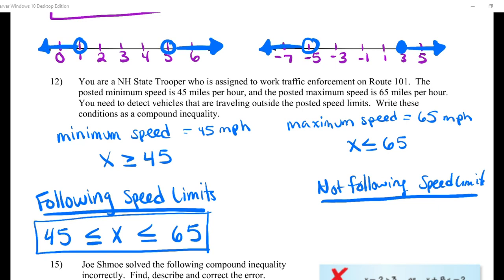Those that aren't following the speed limit, those traveling outside those parameters, would be anyone going less than 45 miles an hour. That's too slow. That's dangerous. Or it would be anyone traveling over 65 miles an hour. So that's the difference: an and inequality is values between something, and an or inequality is values outside a certain range. You would get pulled over if you were going too slow or too fast.